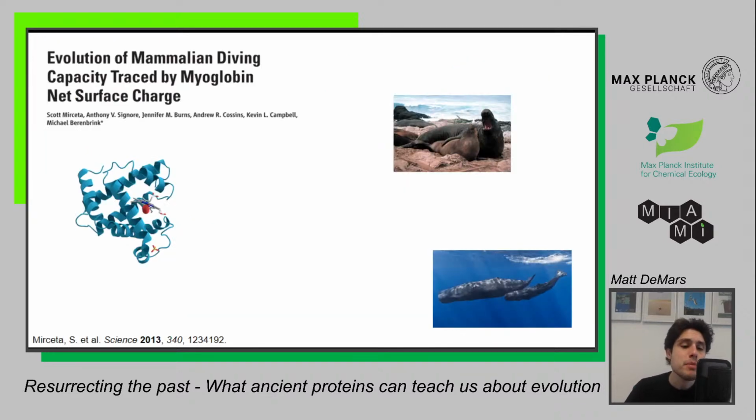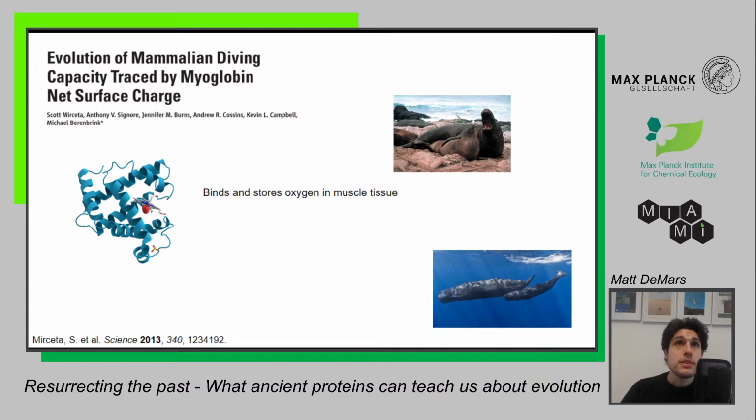So let me talk a little bit about a few examples of ASR having been used in different labs to understand evolution. And I'll focus today on a couple of studies that I found interesting, having to do with myoglobin and hemoglobin. These are oxygen storage and transport proteins that are found in invertebrates.